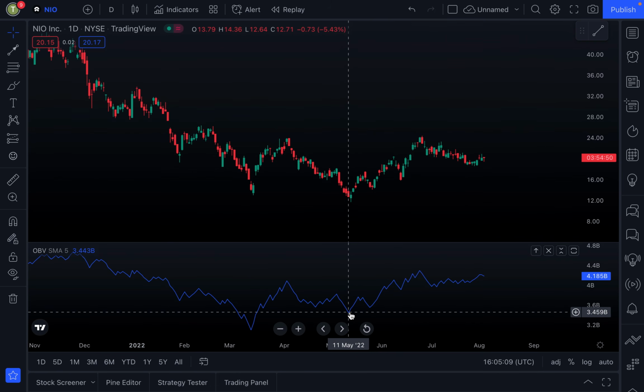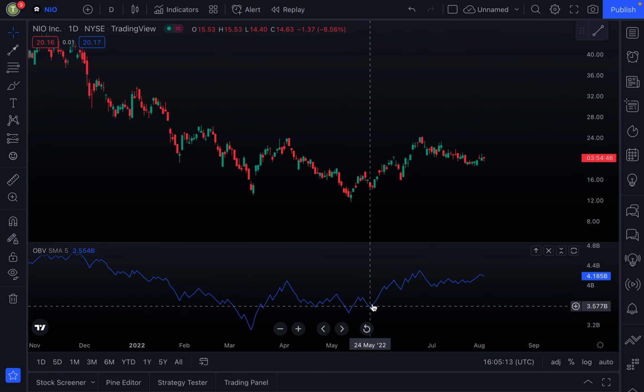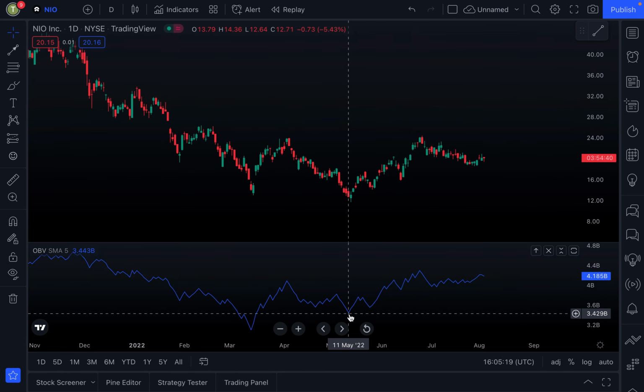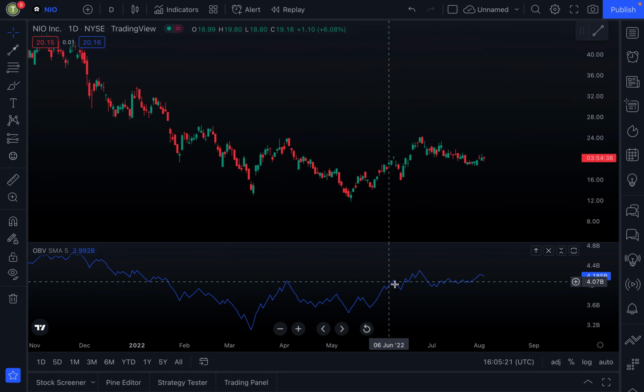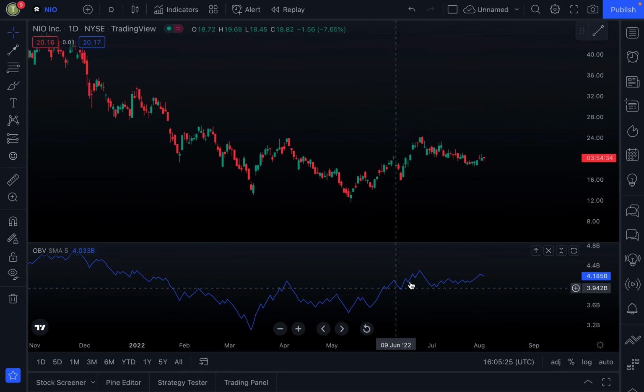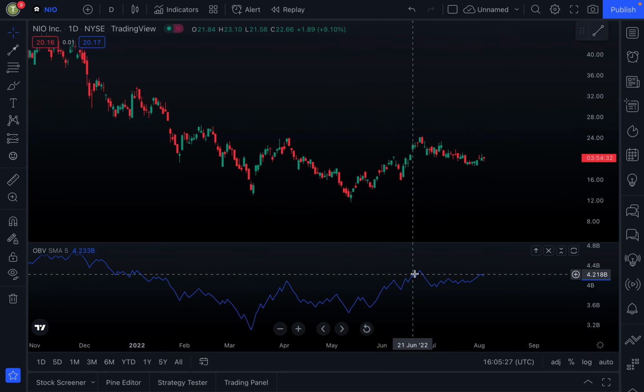So for example, if I start here on May 11th and I take a look at where it was heading, I notice that it's going up, a little bit down, up, a little bit down, further up, right? So it's making higher highs, higher lows, higher highs, higher lows, higher highs, right? So it's basically in an uptrend. So I see that the OBV here is in an uptrend.